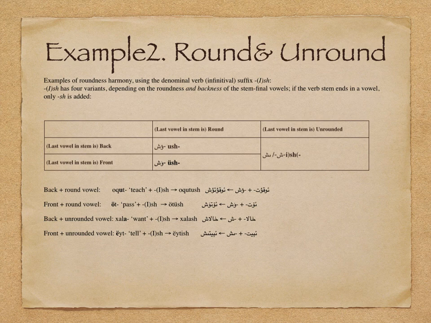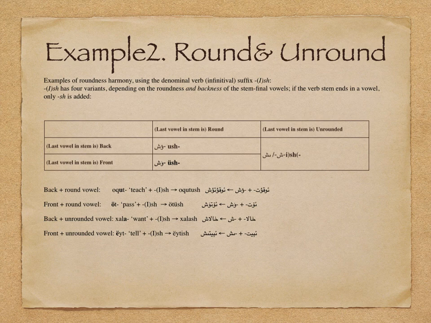So front and round vowel. If it's front and round, for example, üt, like pass, right? Ü is front, but it's also rounded, right? So üt, then you add ush, ütush, right? It's rounded and front. Back unrounded vowels like hala, halash, right? Because it ended with a vowel, we just have to add the sh. Halash, to will, to want.